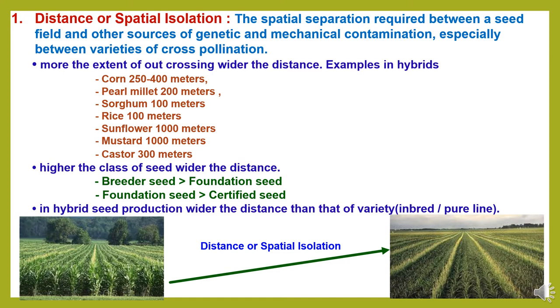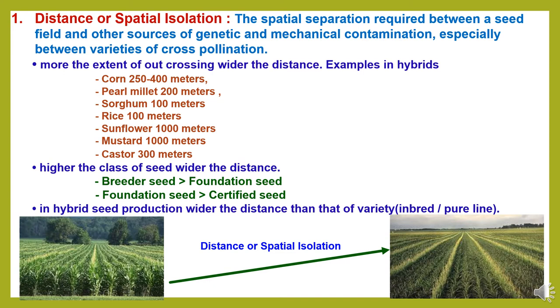Second, higher the class of seed, wider the distance. Like in case of breeder seed, which needs higher purity, the isolation distance will be more than foundation seed. While in case of foundation seed, the isolation distance will be greater than certified seed. So, as the class is high, there will be more isolation distance.